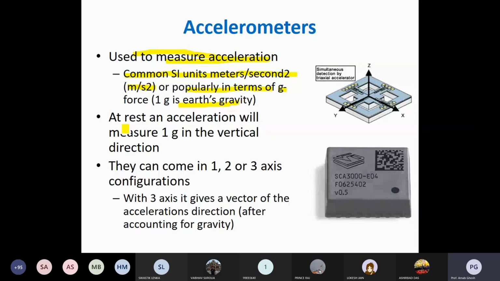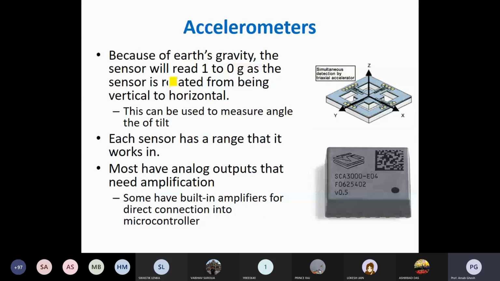You can understand that: simultaneous directions with a triaxial accelerometer. With an accelerometer you can get the earth's gravity up to 120 g, for vertical and horizontal movement. Each sensor has its working range, and most have an analog output that needs an amplifier. Some have a built-in amplifier and direct connection to a microcontroller, as you can see. Accelerometers have other examples too.